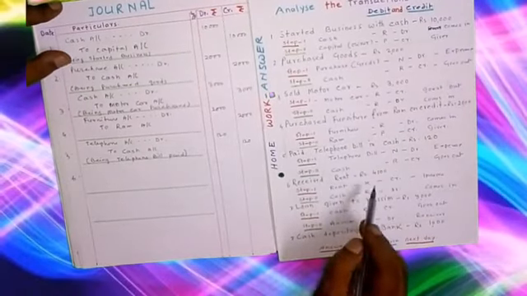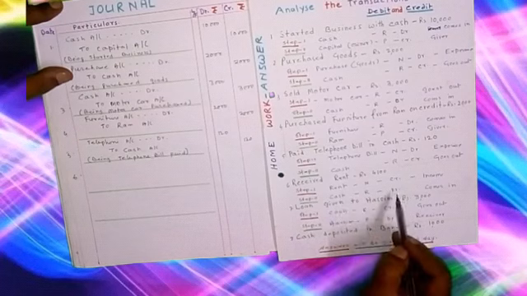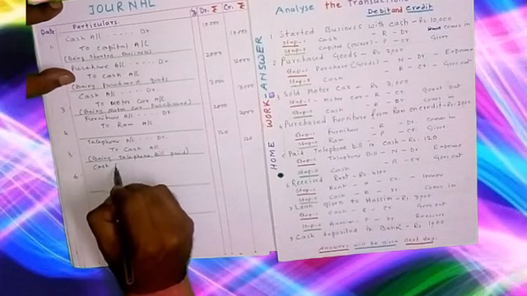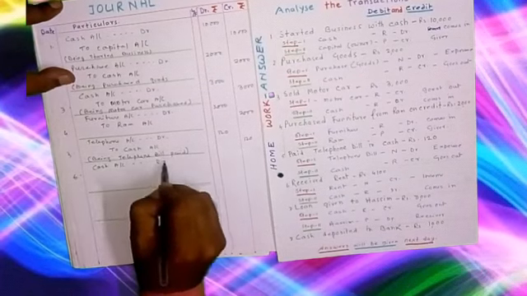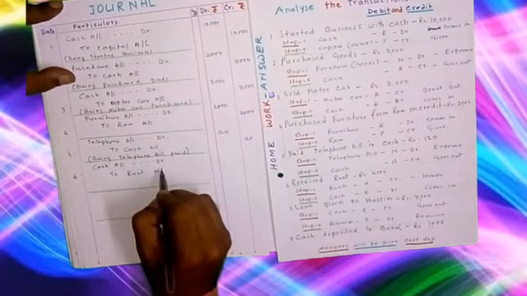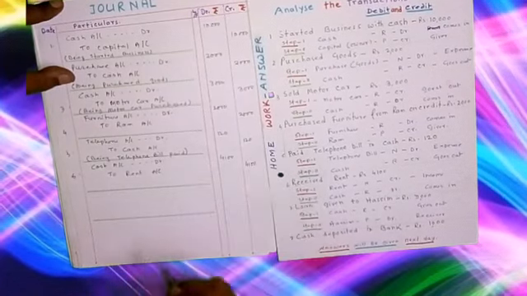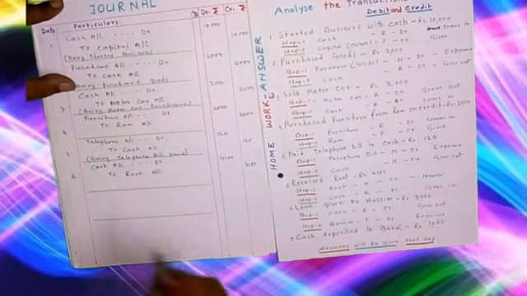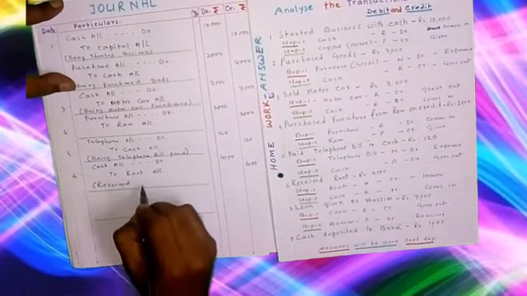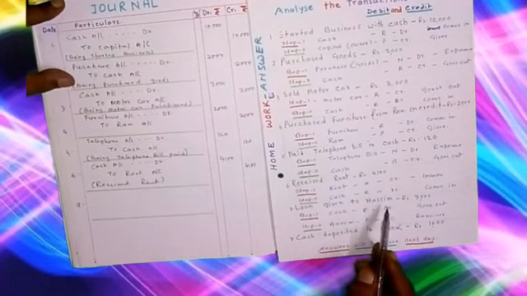Next, go to received rent. Analysis is cash debit, rent credit. I told you earlier, write the debit item at first. Debit item is cash. You write cash account debit to rent account. Write the amount. Give narration: being rent received.